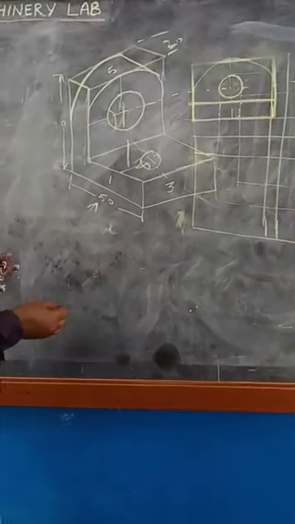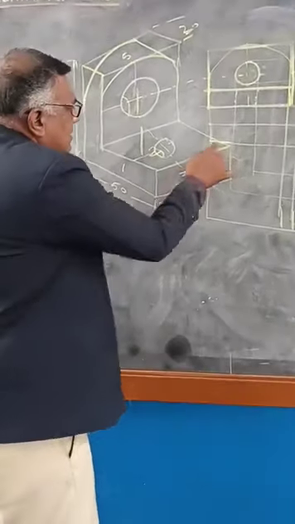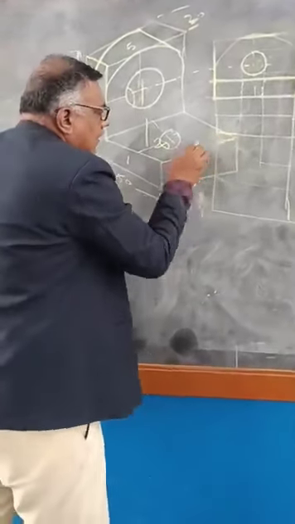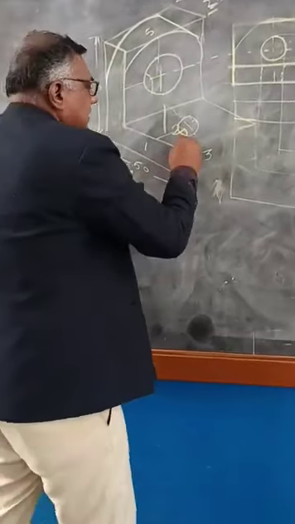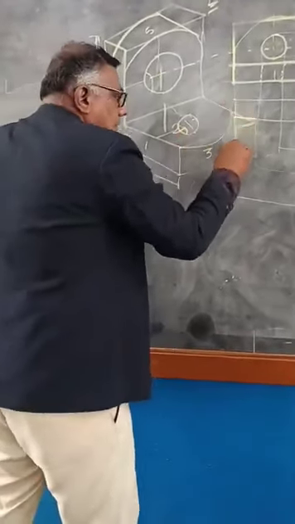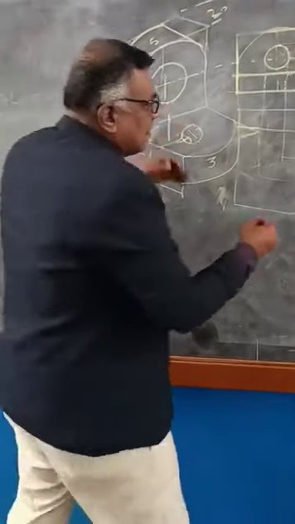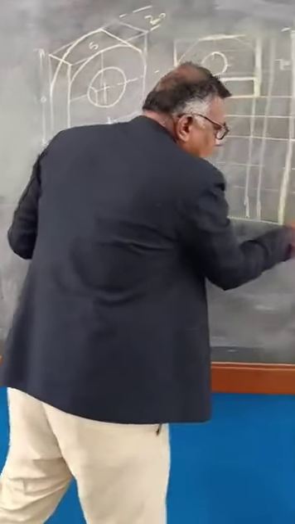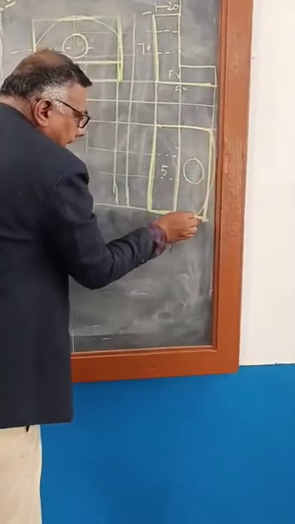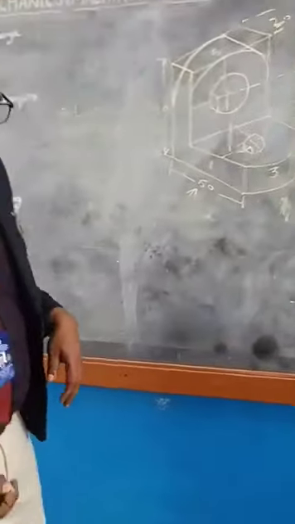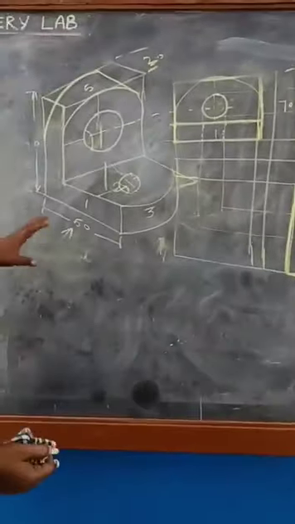Similarly, if instead of this line it is like this, what will happen? Instead of this vertical line, you have to make a curved line. How to make a curved line? The others are the same.